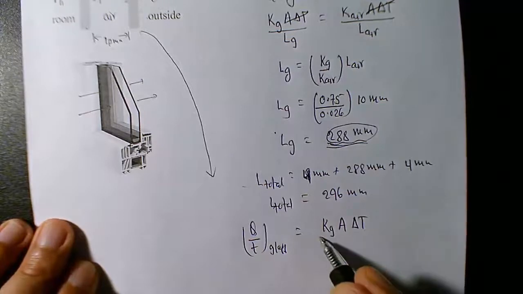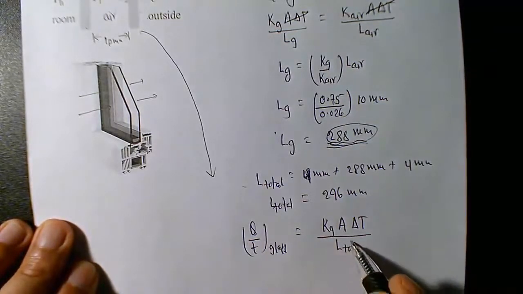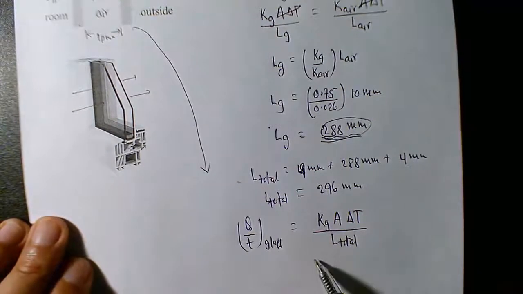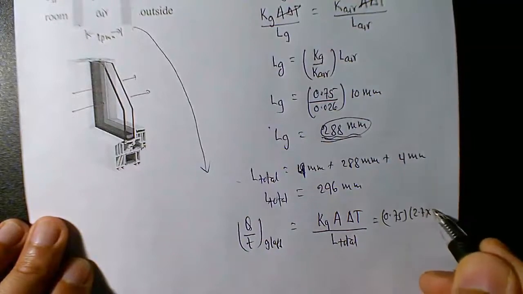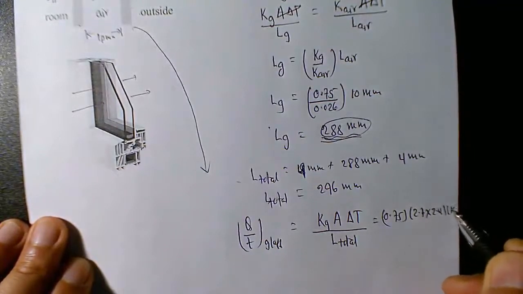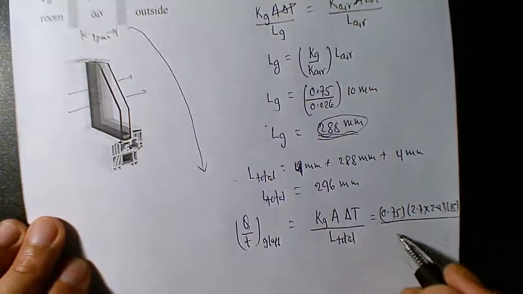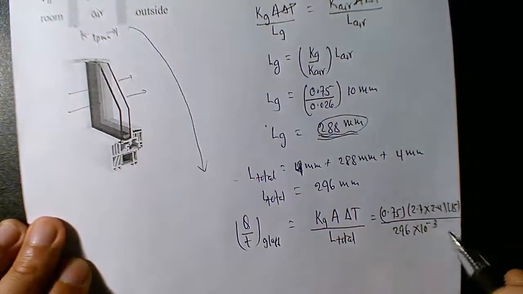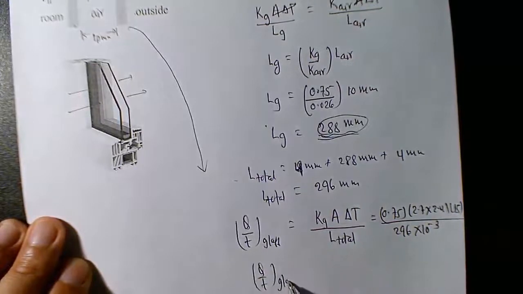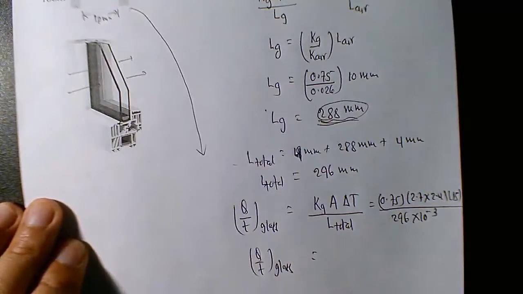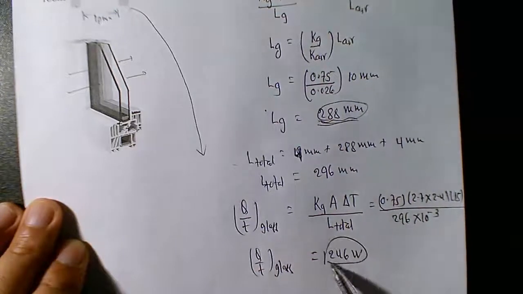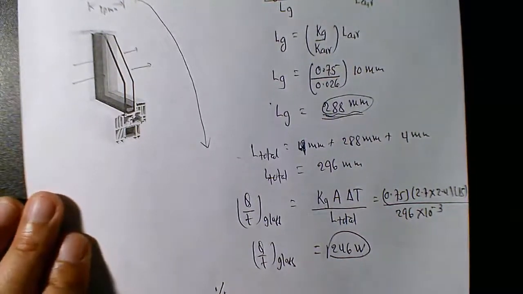area delta T divided by the L total, for the double glass window, and this is going to be 0.75. Area is 2.7 by 2.4. Temperature difference is the same, 15 degrees, right? Divided by total thickness, which is 296 millimeters. So Q over t for the glass, if you do this calculation, is going to be really small actually, 246 watts. And what is the percentage change in rate of loss of heat?